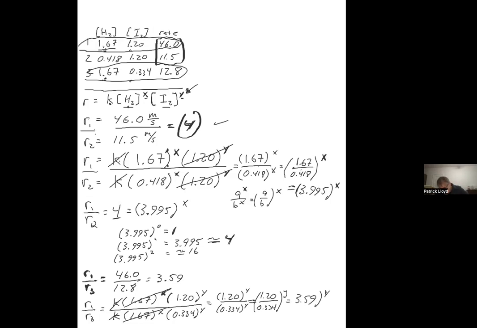So nothing particularly exciting here. 3.59 is equal to 3.59 to the y. You can guess what y has got to be, right? Because again, 3.59 to the 0 would be 1. Now it's not equal to 1. It's equal to 3.59. So it must be equal to 1. So y must be equal to 1. Okay, so now we have the answer to the first part of the problem, which is what's the rate law?